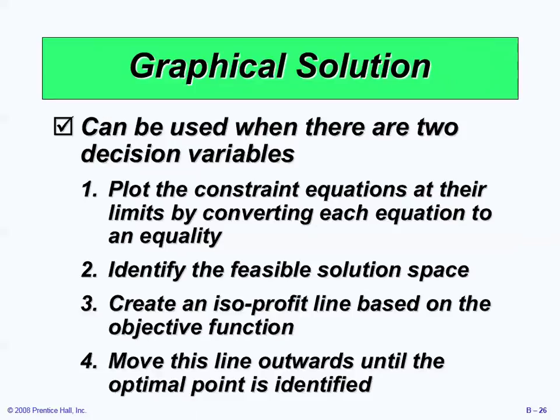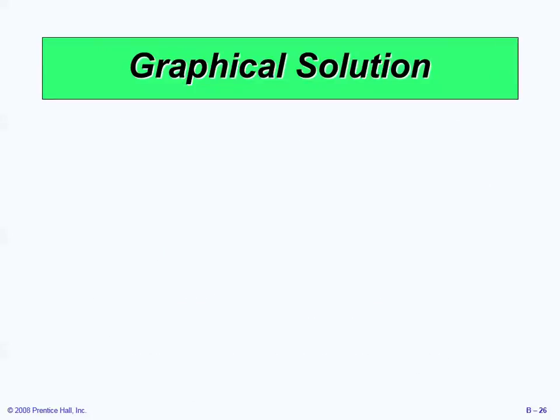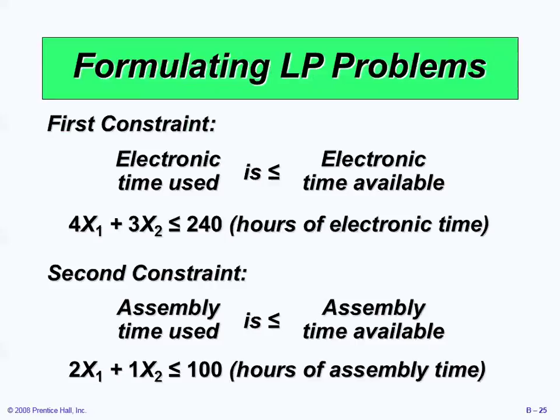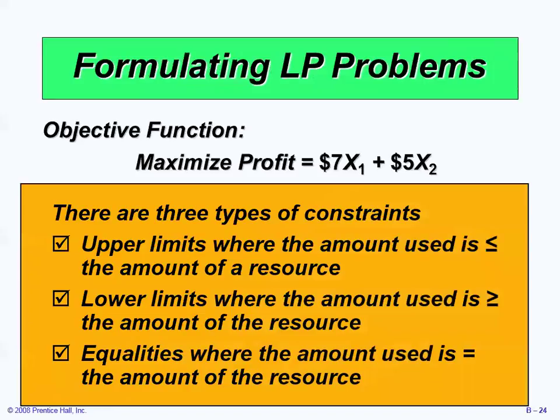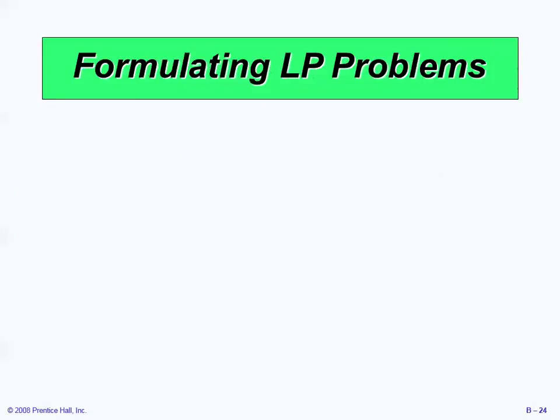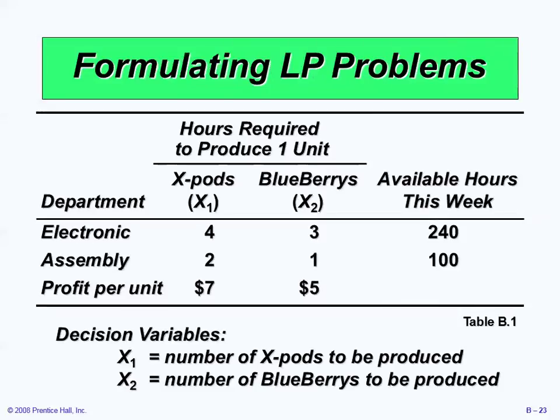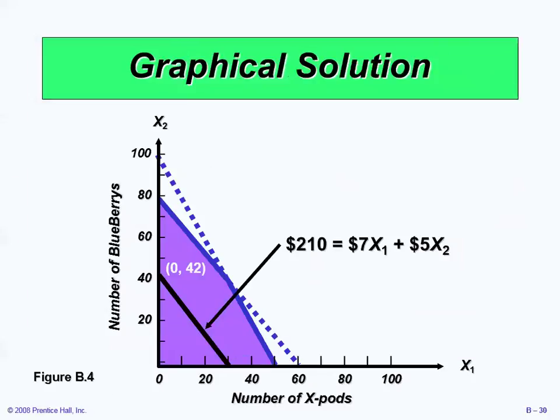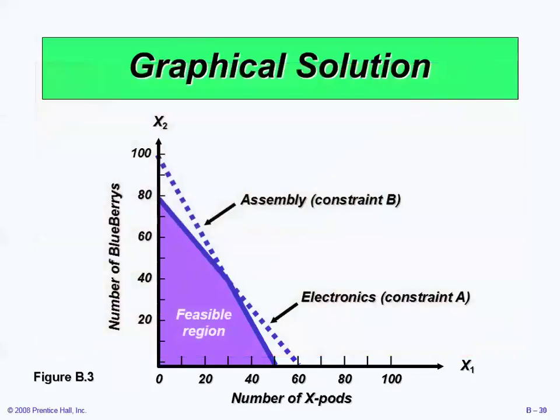In this case, it's the set of all combinations of XPODs and blueberries that we can make with the given resources. With these given resources, what are all possible combinations of XPODs and blueberries that we can make? That's called the feasible region.